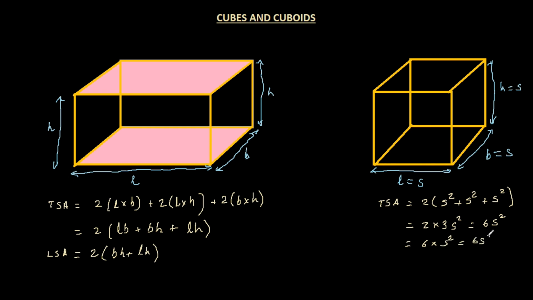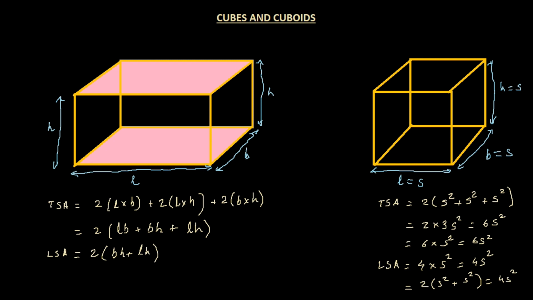And same way, let's look at the lateral surface area. Again, if we see, we just remove the top and the bottom. So we've got 4 faces having an area of s square each. So it will be 4s square. Or looking at the lateral surface area formula for the cuboid, let us try and apply it there also. It's 2 times (s square plus s square). Now s square plus s square is 2s square, and 2 times 2s square is again 4s square.